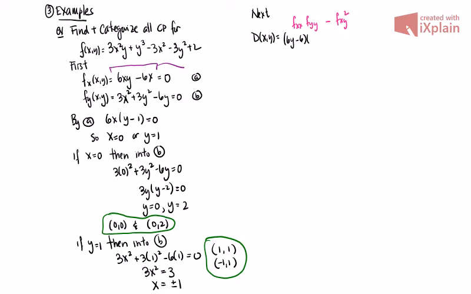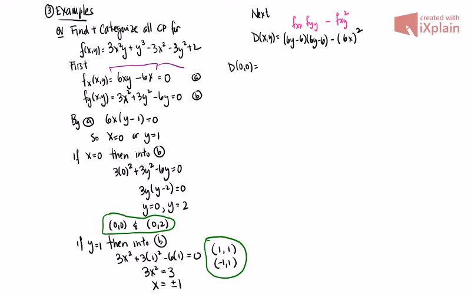F sub y, y is 6y minus 6. It's a coincidence that they're both the same in this case. F sub xy is 6x, and that's squared. Right? And then we just sort of run down the line, right? So we check all these critical points. So we check 0, 0.